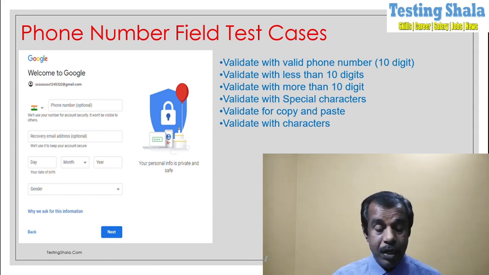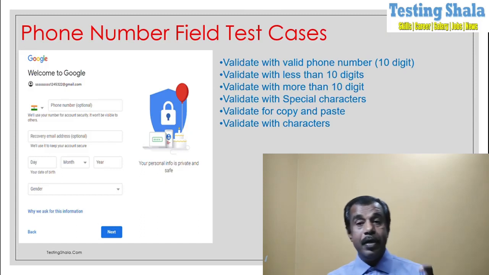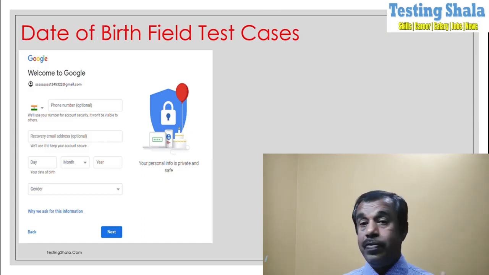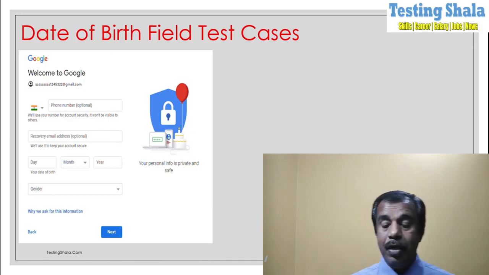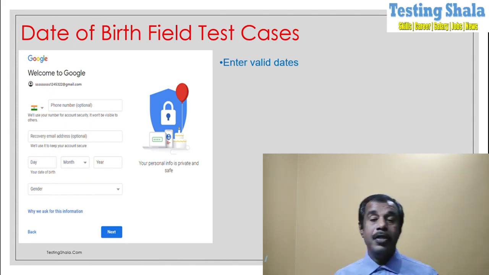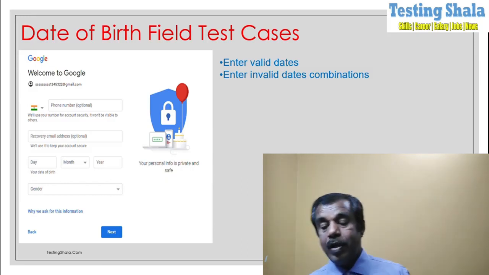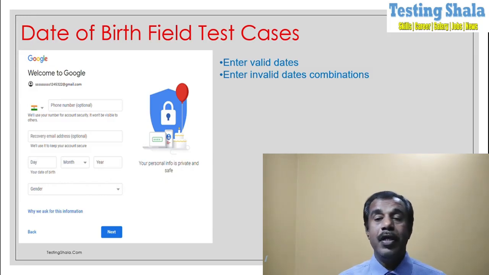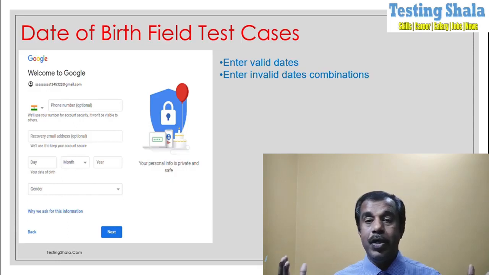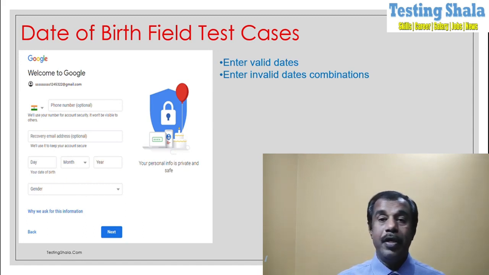Next you have date, month and year, which is for your date of birth to be entered here. So what are the different test cases you can write? We will see. First of all, you should enter all the valid dates. Next, you will give invalid dates. Let's say I give 30th February 2021. There is no day which is 30 or 31st in February. That time you should throw an error message.